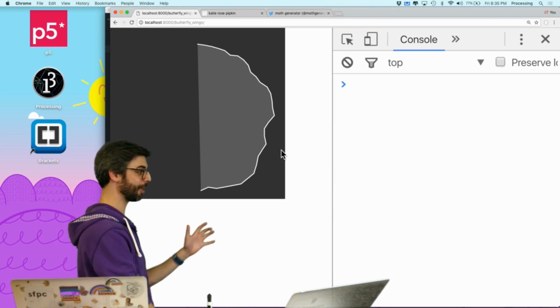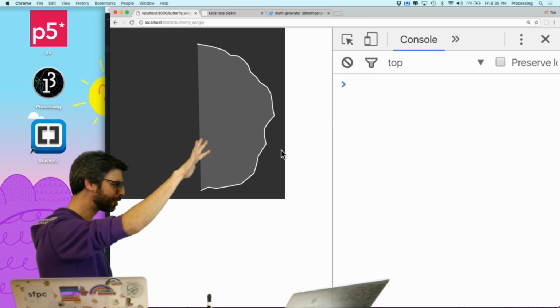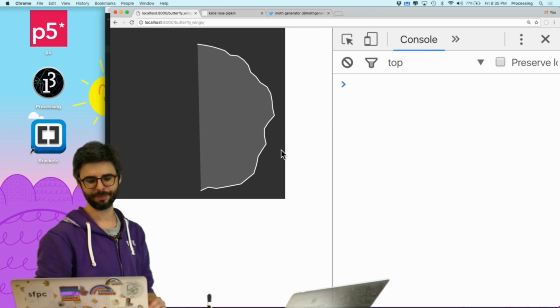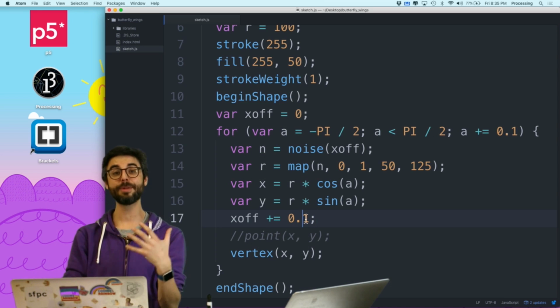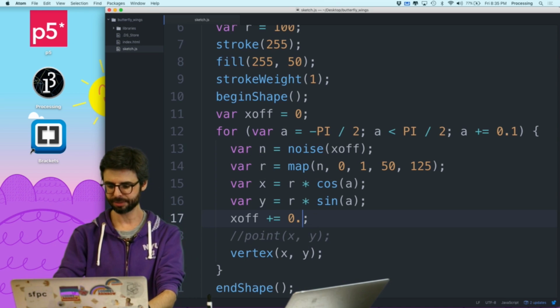Now I'm getting somewhere. Look at this. I've kind of got this strange curvy-like thing. So let's play with this a little bit more. Let's look at what happens when I increase the offset faster.